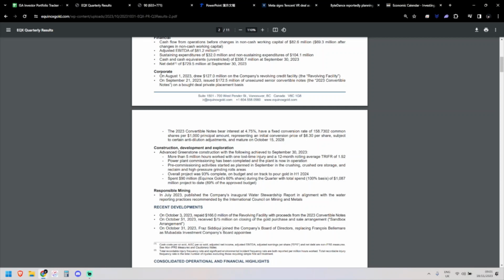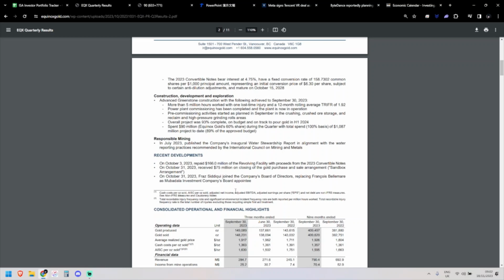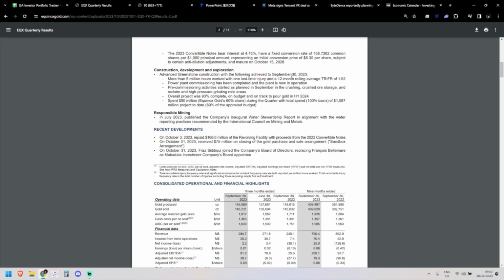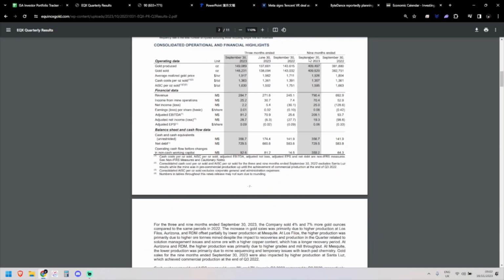But they also then in October repaid a load of the revolving credit facility with that cash. So a bit of credit ups and downs. The convertible notes have 4.75% interest, which is pretty good. I'm guessing that's lower because they are able to be converted into shares, and that's a conversion price of $6.30. So they're relatively bullish about the stock.